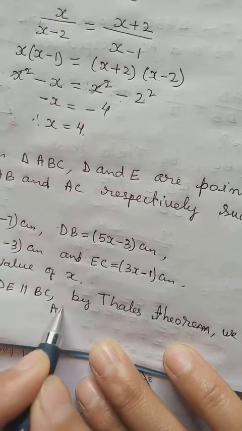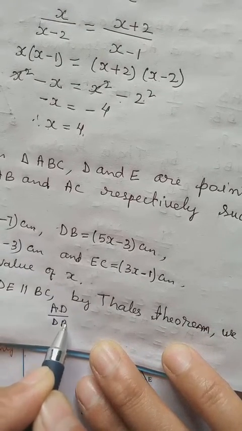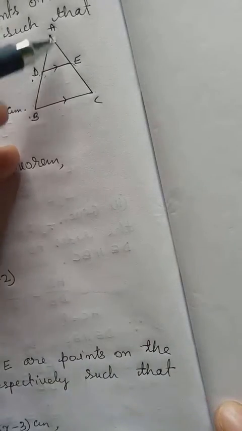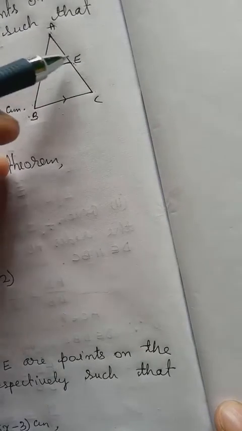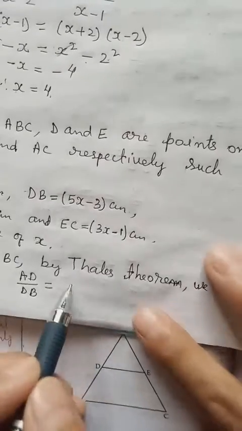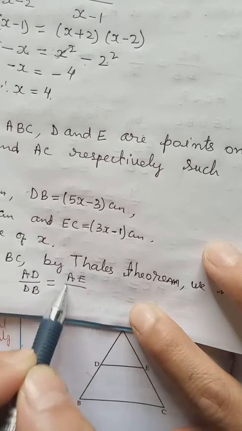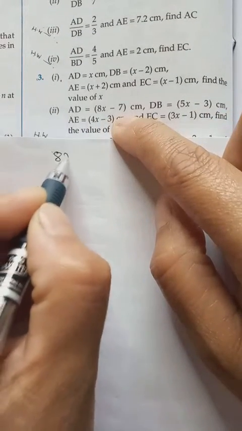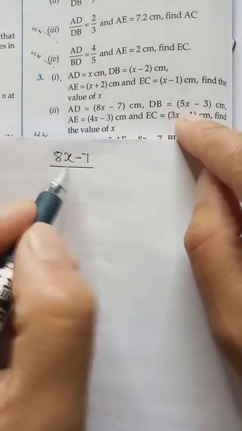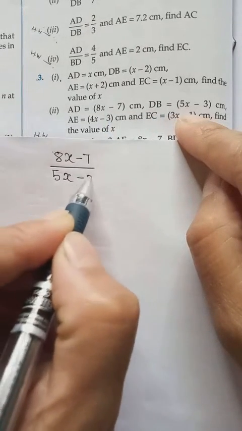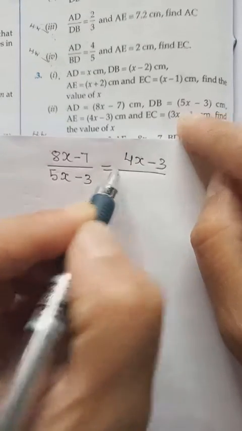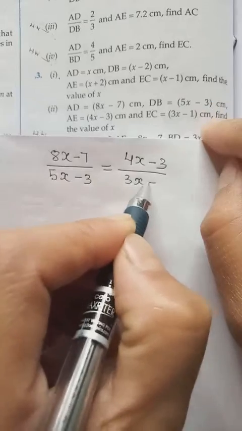We can take AD by DB. Then if we look at the figure, corresponding to AD what we have? Corresponding to AD we have AE. Corresponding to DB we have EC. So we can take it that way only, AE by EC. Now AD we know the value. The value of AD here is given to be 8x minus 7. The value of DB is given to be 5x minus 3. Then the value of AE is 4x minus 3. The value of EC is 3x minus 1.